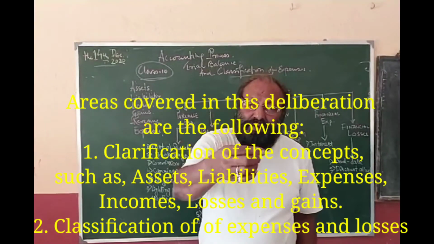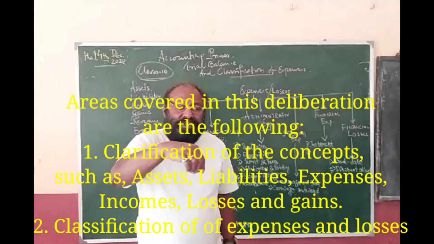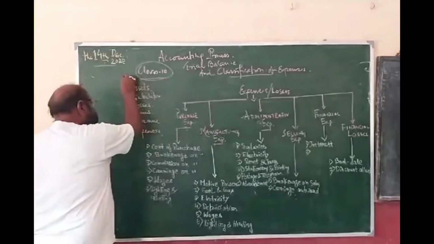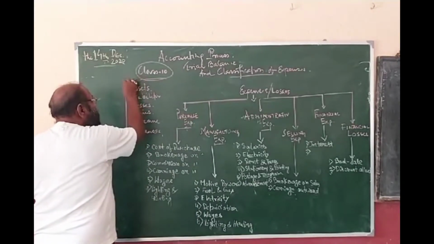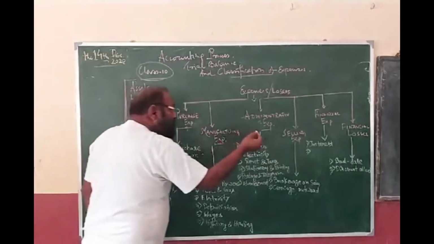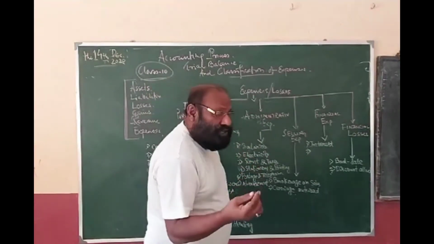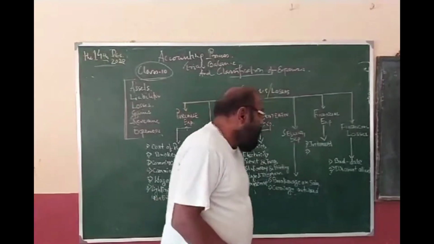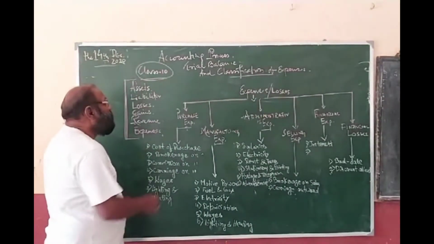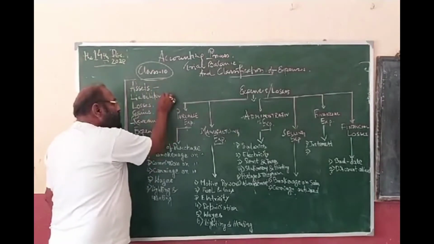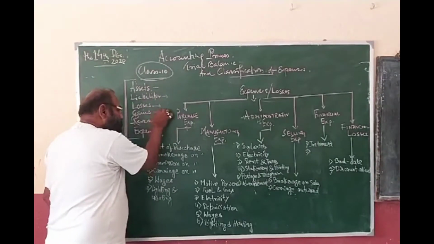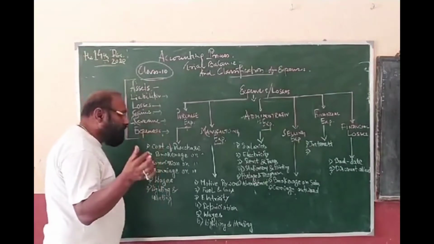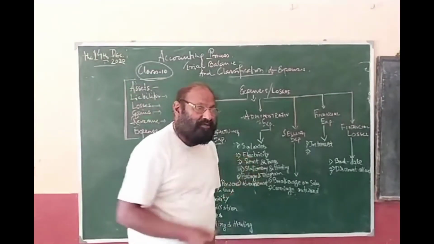Before entering into that area, I would like to give you some ideas on the different types of items appearing in the balance sheet and in the trial balance, and also the different expenses which are to be made by any organization. So far, we have seen assets, liabilities, losses, gains, revenue, and expenses. Now I am giving you a brief idea of these items.